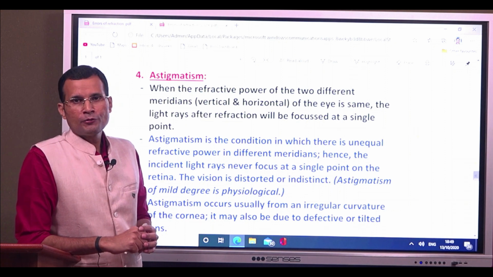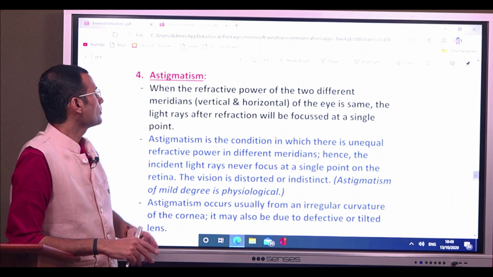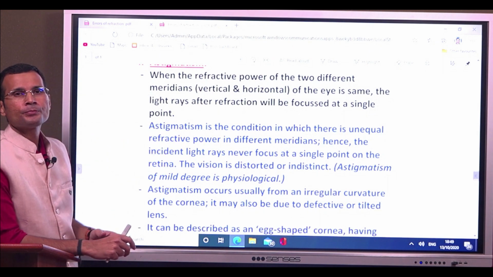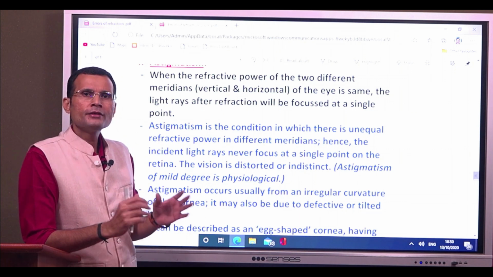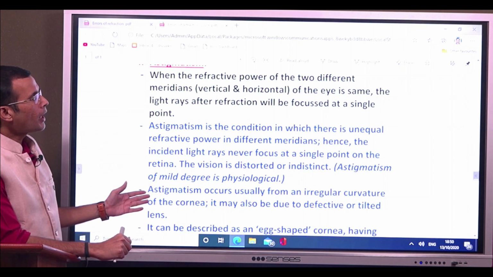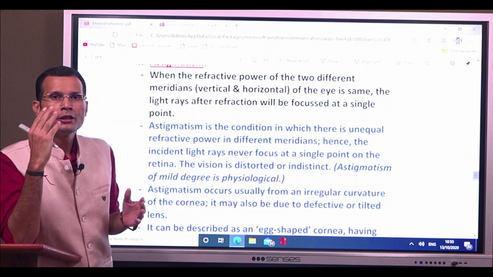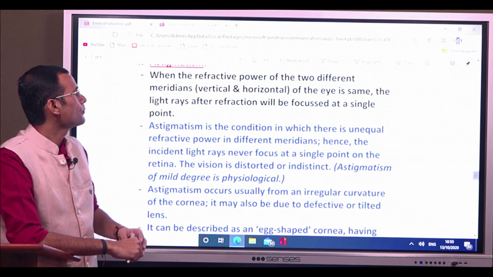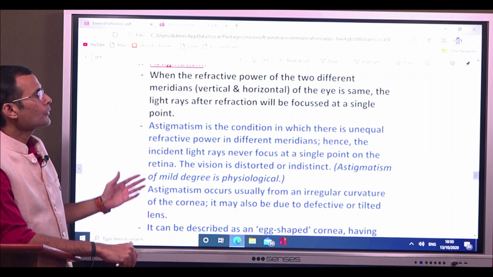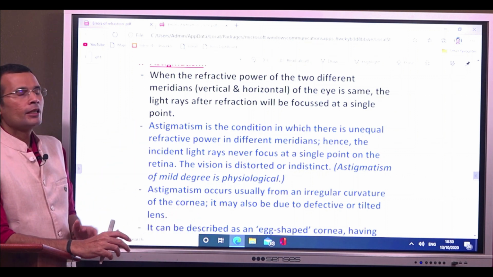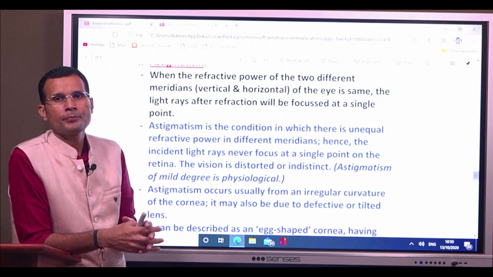Let's take the next error of refraction, that's astigmatism. Astigmatism is also fairly commonly seen. What is astigmatism? When the refractive power of the two different meridians, we are talking about the refractive surface, the cornea, let's say, when the refractive power of the two different meridians, that is the vertical and horizontal meridian of the eye, is the same, then the light rays after refraction will be focused at a single point.